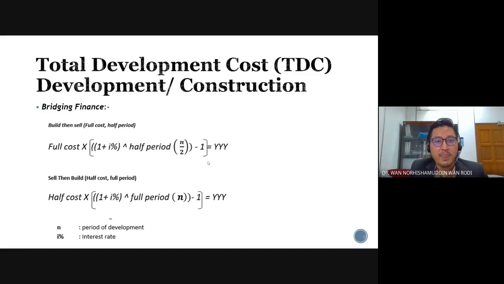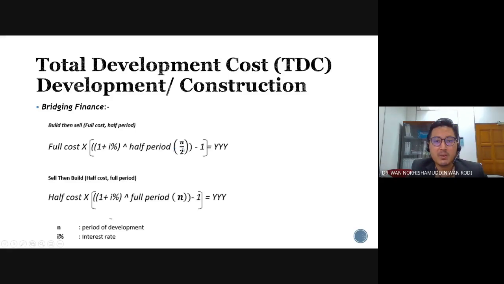of the property. So build then sell, you have to calculate based on the full cost and half period. Using amount of $1, you take the full cost of the construction times 1 plus i% interest rate given by the development bank to the power of half period. So let's say your project is 2 years. You substitute n with the 2 years period.